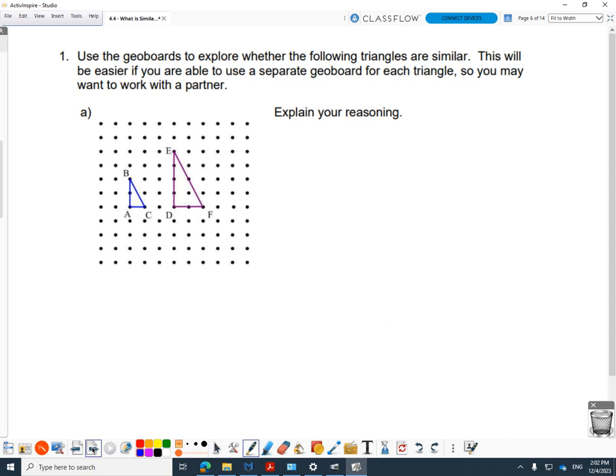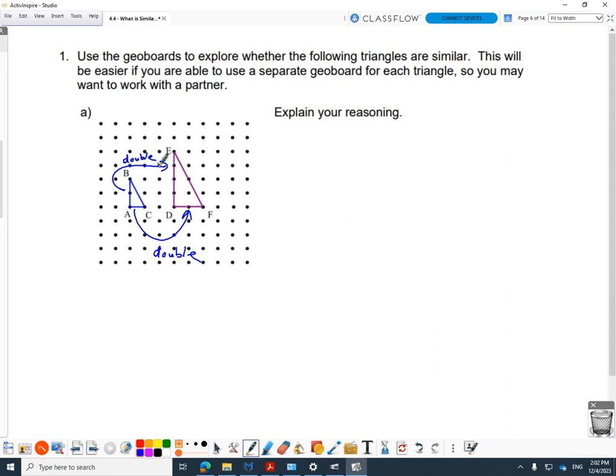I, on purpose, selected what I hope is a pretty easy one. Did the sides stay proportional? What's the multiplier? 2. Let's see. Does this side here double? By the way, this is great triangle thinking here that I did. That's double. That's double. So the third one has to double as well. Once two of them are doubled, that third one's got to double, because it's still a right angle triangle, right?